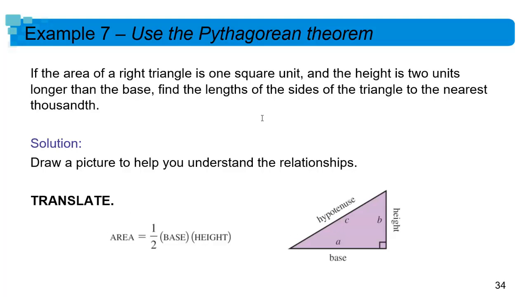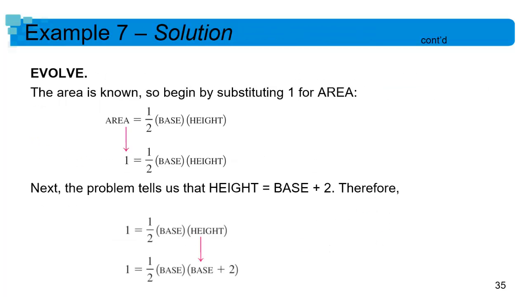Well, all we have to do is take all that information and plug it in. They told us the area was 1, so there's my 1 here, and it's still 1/2 base times height. The next thing they told us is what the height was, 2 units bigger than the base, so base plus 2 equals the height.